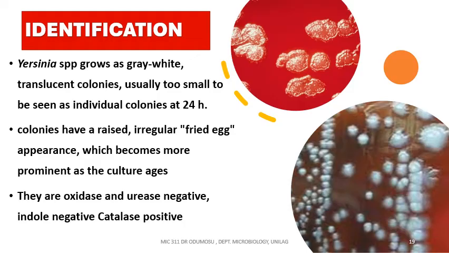Yersinia is one of the organisms previously in the family Enterobacteriaceae, although it is now classified as Yersiniaceae. It has these unique features of fried egg appearance, and this becomes more prominent as the culture ages. They are also oxidase negative, urease positive, indole negative, and catalase positive, as in the previous classification under the family Enterobacteriaceae, although now in its own different family.